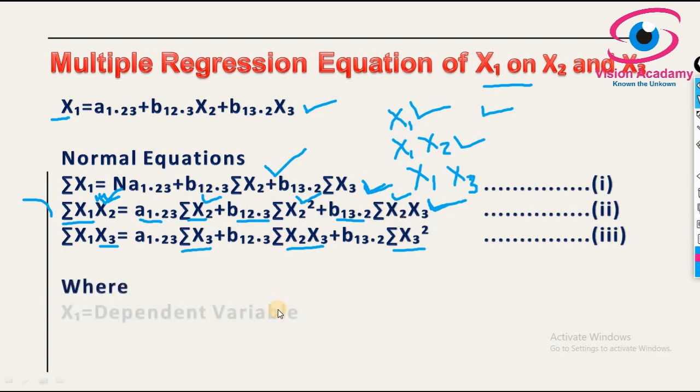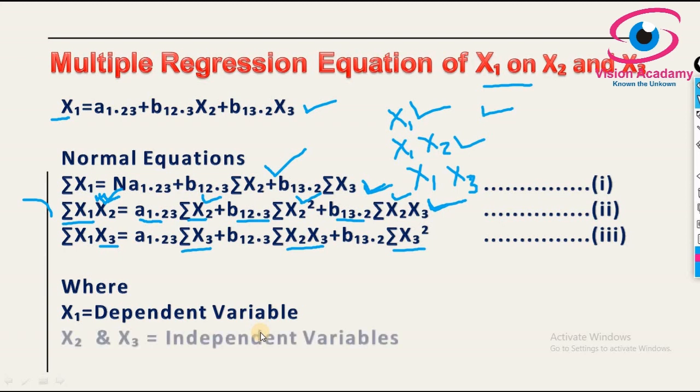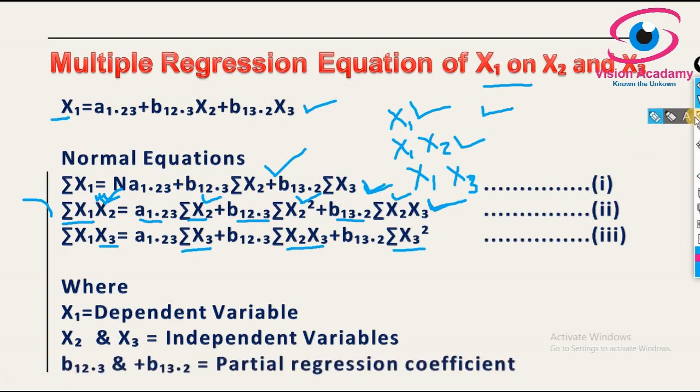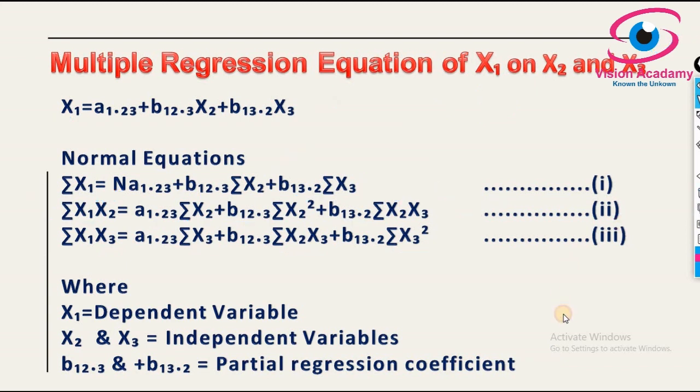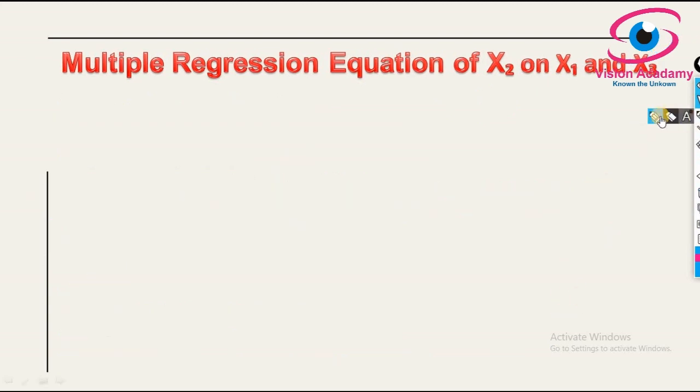Here, as I told you, x1 is the dependent variable and x2 and x3 are independent variables, and we know that b12.3 and b13.2 are partial regression coefficients which can be found by solving these three equations. So this is the case of x1 on x2 x3. We have two other basic equations also, and for each basic equation we have a normal equation also. Those are modeled in the same way I have explained in the case of x1 on x2 x3.